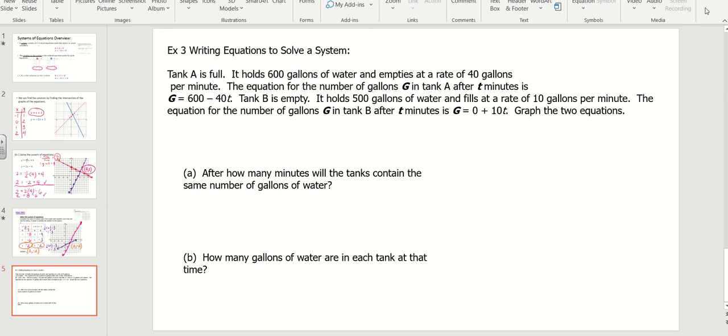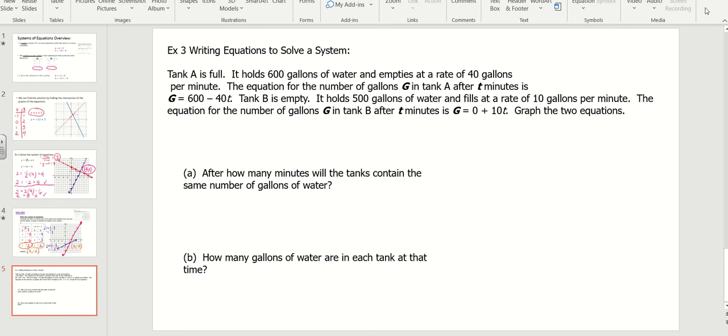I wanted to give you an example of how to do a system of equations with a word problem. This one is totally a math teacher's word problem. And it says the following: tank A is full. It holds 600 gallons of water and empties at a rate of 40 gallons per minute.